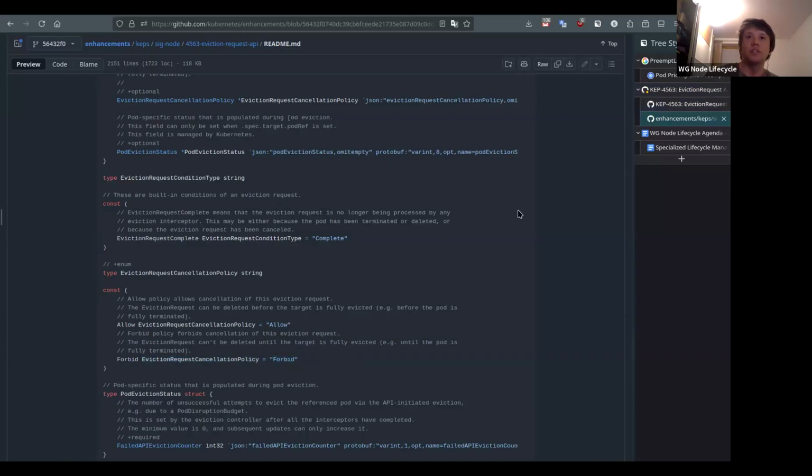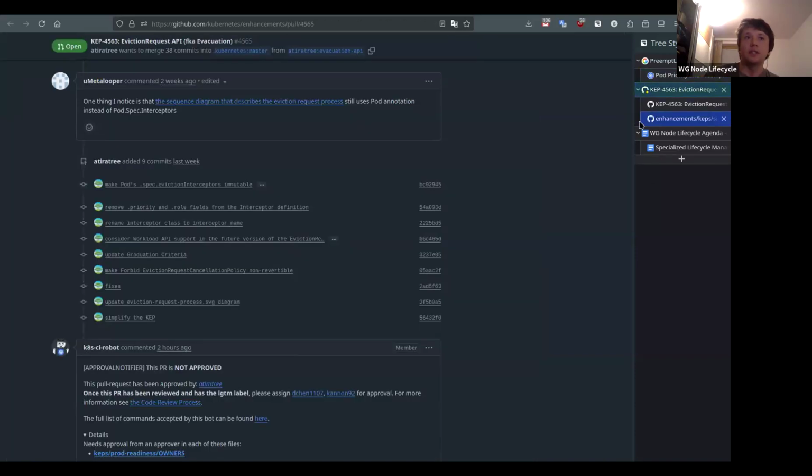So the changes in the KEP are mostly to make it more straightforward, with fewer nuances, stricter behaviors, or validation. Okay, these three things we don't have to go through. So, graduation criteria and workload API.